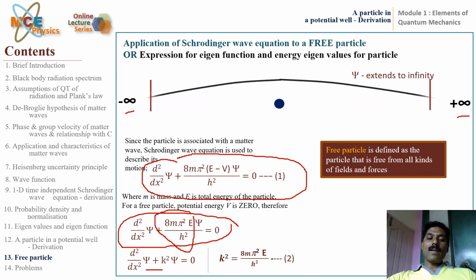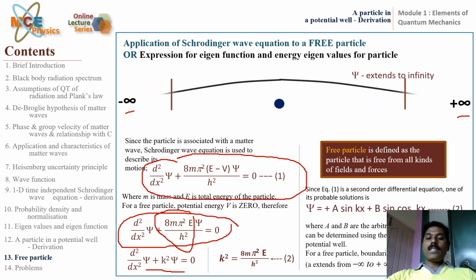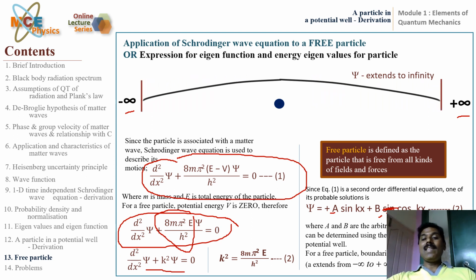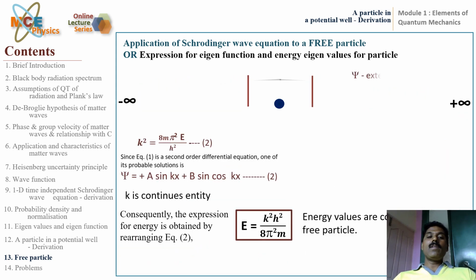And for the second order differential equation, we can take the solution which I described in the previous part of the calculation. That is A sin kx plus B cos kx. Here A and B are arbitrary constants whose values can be determined only by knowing the boundary conditions. But boundaries do not exist for the particle. When you don't have the boundary conditions, you cannot determine the A and B values. Since A and B values cannot be determined, it is not possible to determine the k value.